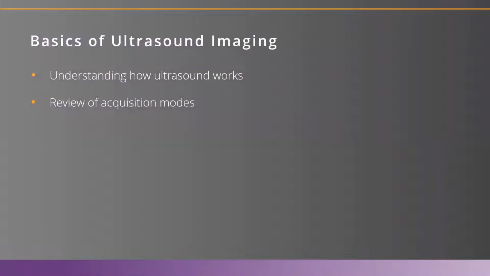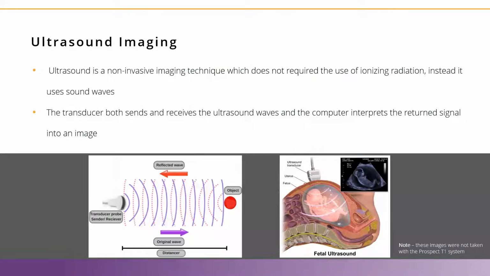So for those of you less familiar with ultrasound, I really just want to spend a couple of minutes on the different imaging modes so that we all understand when I say something like B mode and M mode and Doppler, what I'm talking about and how ultrasound works. So ultrasound is a non-invasive imaging technique, and it does not require ionizing radiation, which is what makes it ideal for long-term studies in the preclinical world. Instead, it's going to use sound waves.